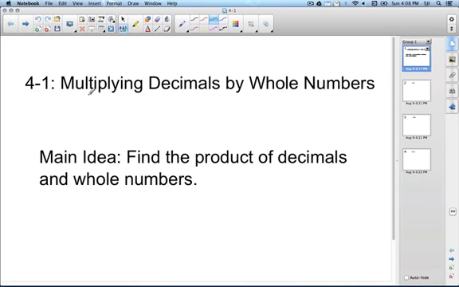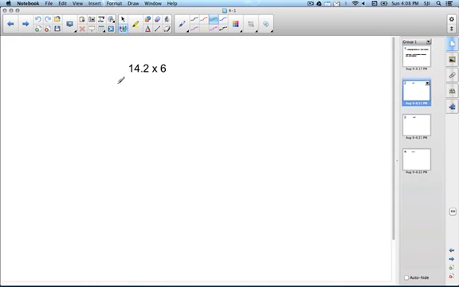Lesson 4-1, Multiplying Decimals by Whole Numbers. The main idea of this lesson is to be able to find the product of decimals and whole numbers. So here's our first example.